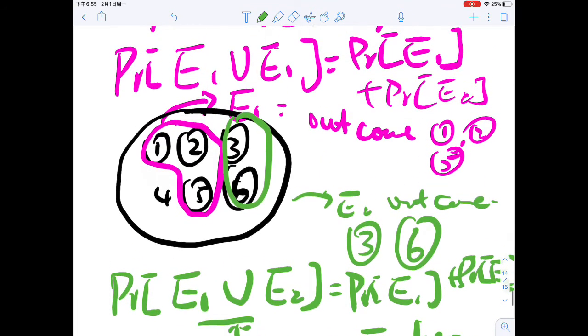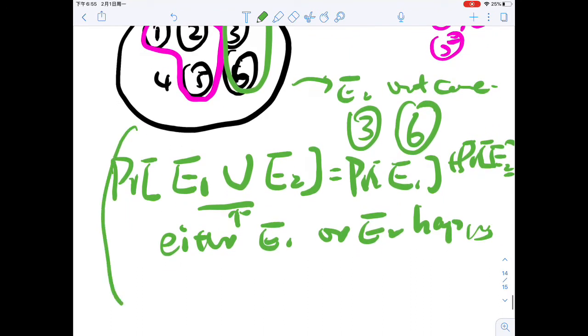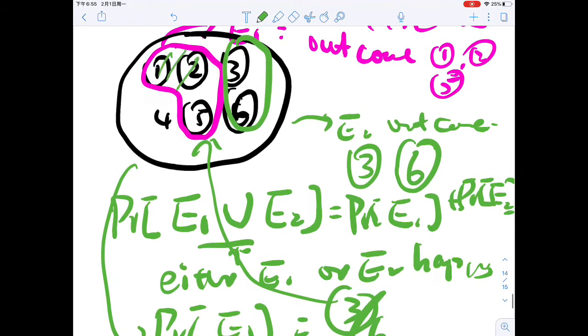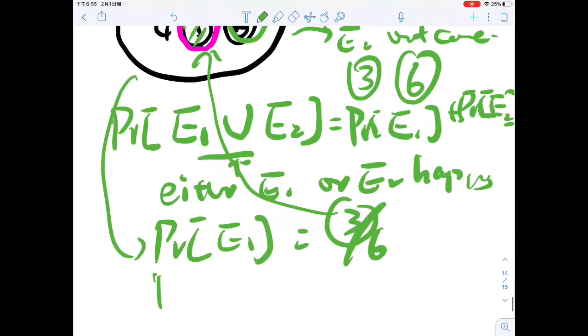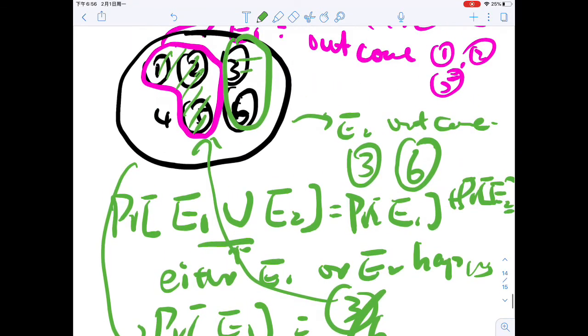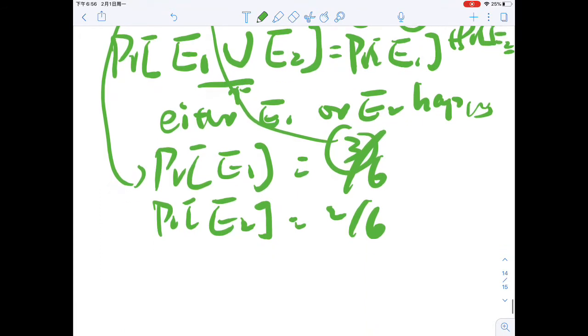So the probability that event 1 happens is 3 divided by 6. 3 means that there are 3 elements here. This is event 1, and the probability of event 2 is going to be 2 divided by 6. For the same reason, for event 2 there are 2 balls here. I'm assuming the dice is a uniform dice.